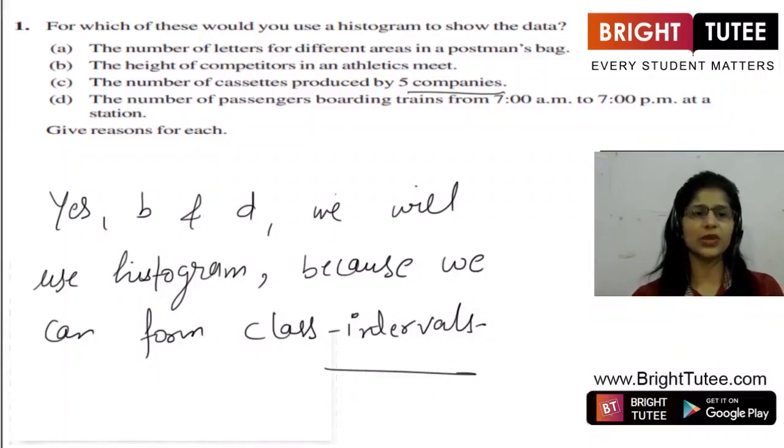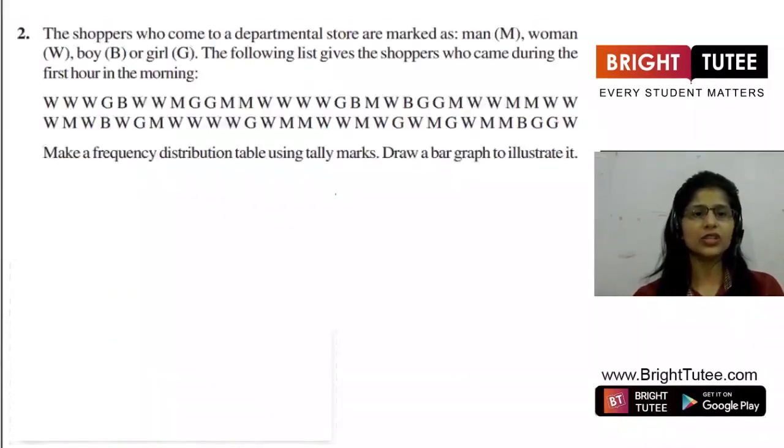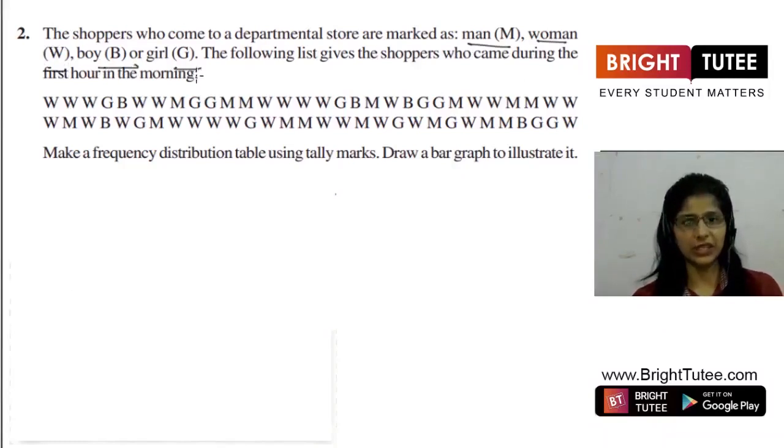Let us go to the next question now. Here is another question, and it says, the shoppers who come to a departmental store are marked as men. Capital M would be representing men. Women, that is capital W, is representing women. Boy, capital B, and girl, capital G. So this is how the shoppers who come to the departmental store are marked.